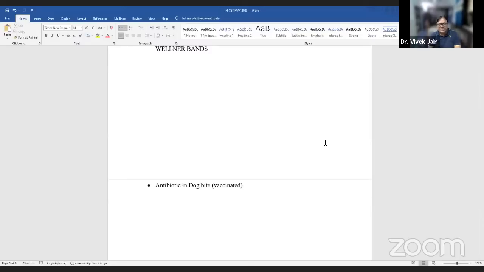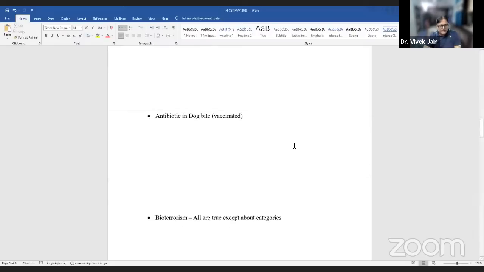Immunoglobulin is required if category 3 bite. And regarding antibiotic, what we say is that you should give a broad spectrum antibiotic. Usually amoxicillin clavulanic acid combination is considered best. Augmentin, one of the most popular brand names, is used a lot. That is used. And of course, tetanus toxoid should also be given.